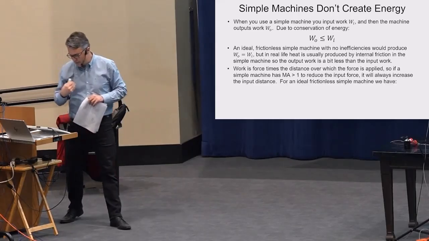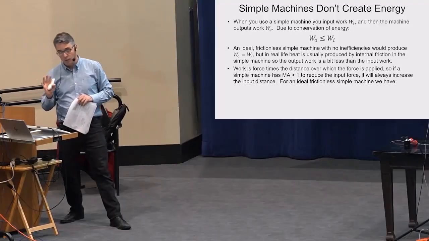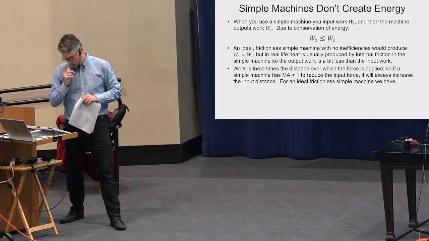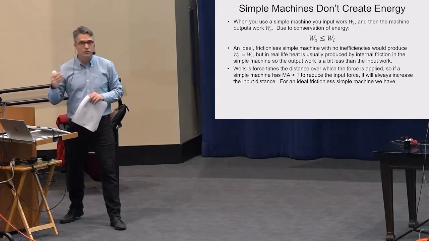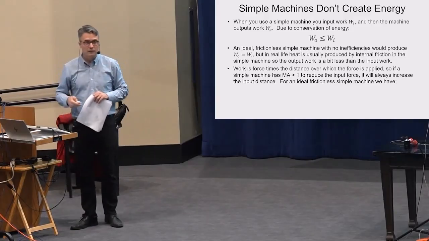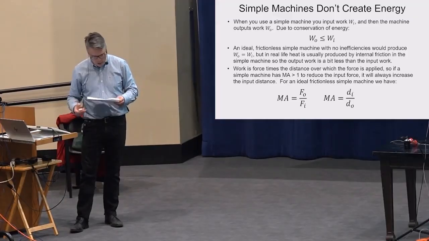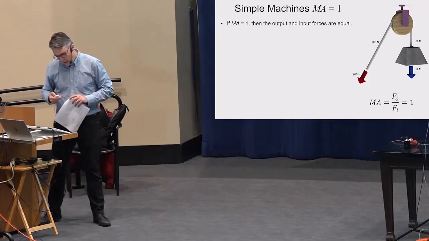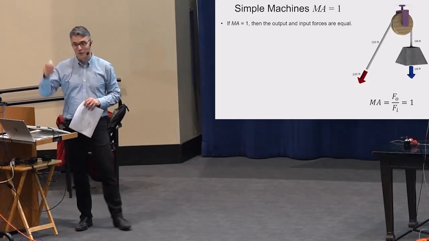But the work is force times distance, so if a simple machine has a mechanical advantage greater than 1, to increase the output force compared to the input force, then it also increases the distance you have to push. So that's why there are these two different equations. So that's really good. Here's a simple machine with mechanical advantage equal to 1.